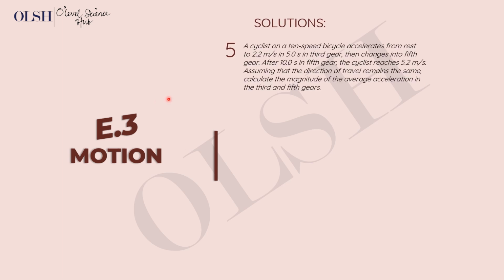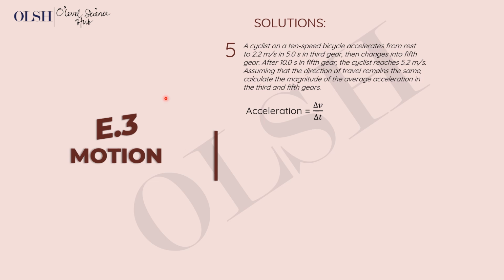A cyclist on a 10-speed bicycle accelerates from rest to 2.2 meters per second in 5 seconds in third gear, then changes into fifth gear. After 10 seconds in fifth gear, the cyclist reaches 5.2 meters per second. Assuming that the direction of travel remains the same, calculate the magnitude of the average acceleration in the third and fifth gears. So we know that acceleration is change in velocity over change in time.